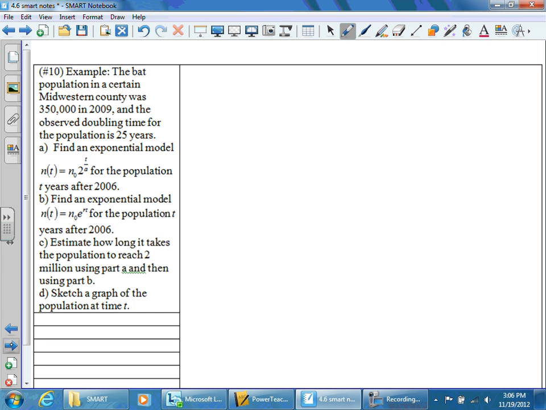All right. The bat population in a certain Midwestern country was 350,000 in 2009. And the observed doubling time for the population is 25 years. Find an exponential model with the doubling time formula, T years after 2006. So there's my initial amount. Doubling, so I'm going to have 2 raised to the, and they said it doubles every 25 years.